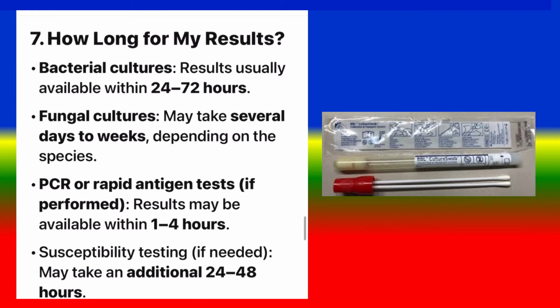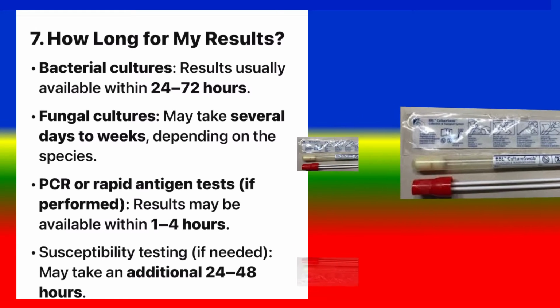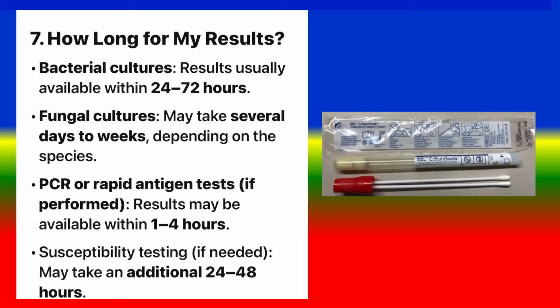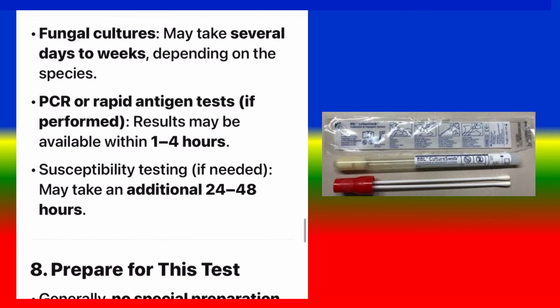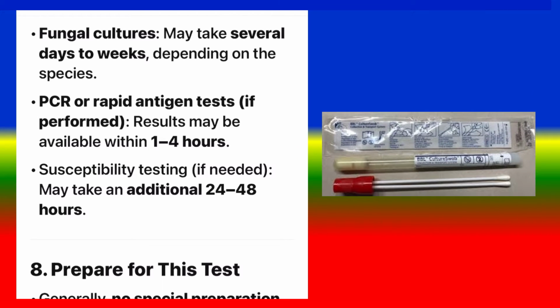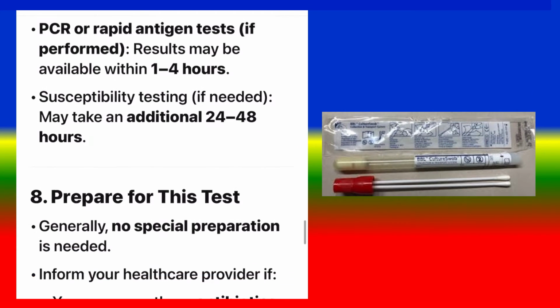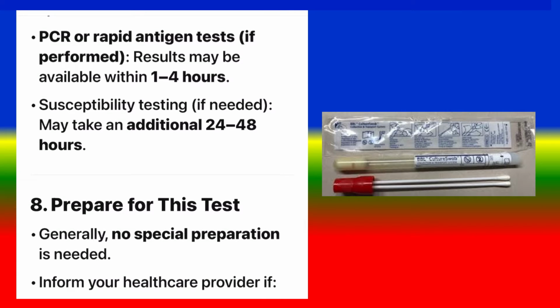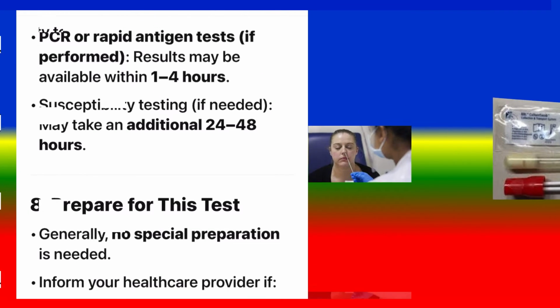7. How long for my results? Bacterial cultures: results usually available within 24 to 72 hours. Fungal cultures may take several days to weeks, depending on the species. PCR or rapid antigen tests, if performed: results may be available within 1 to 4 hours. Susceptibility testing, if needed, may take an additional 24 to 48 hours.